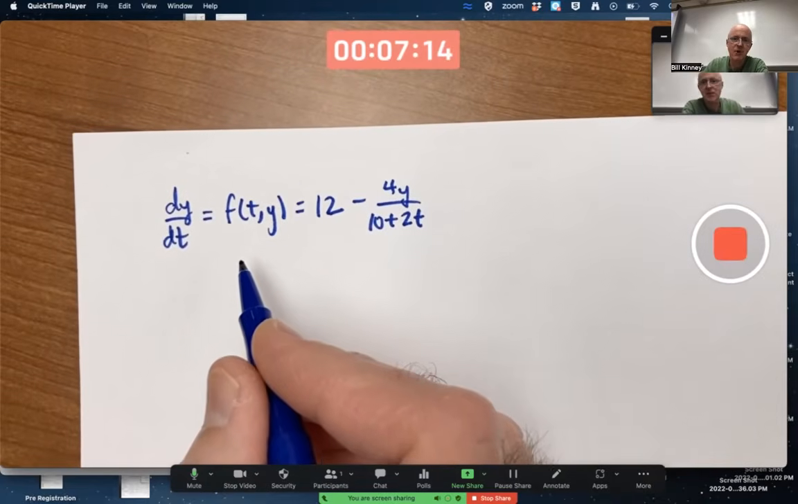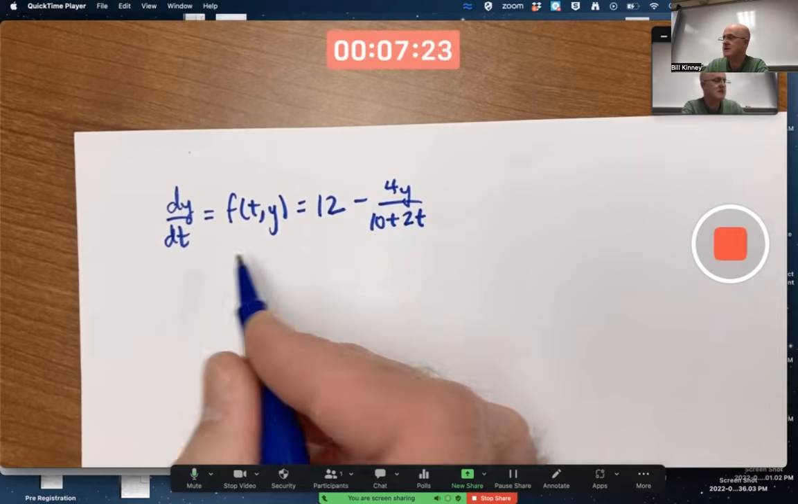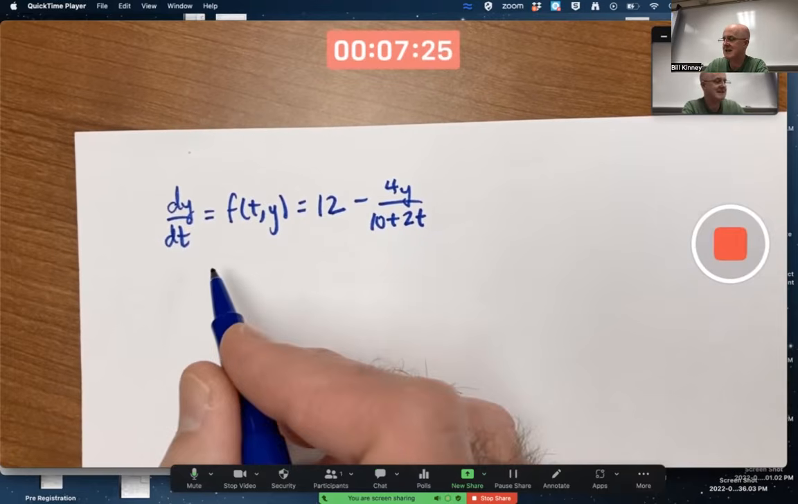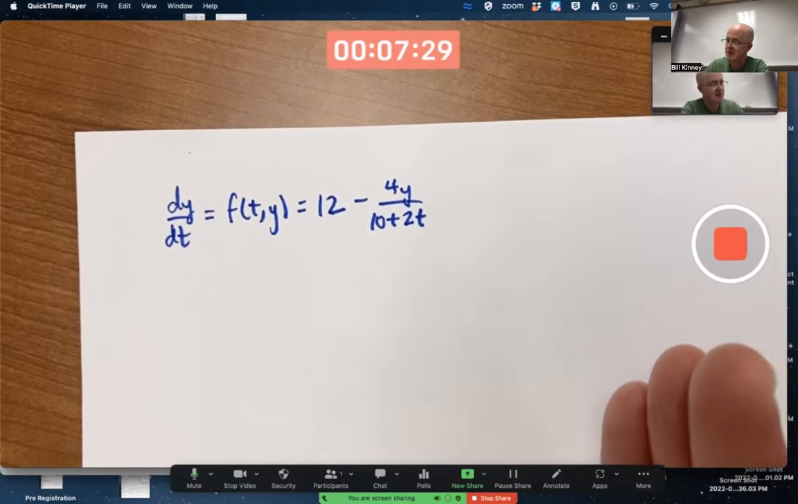So here was our mixing problem differential equation from last time. We used S as the dependent variable last time to represent the amount of salt. Now I'm just going to go ahead and call it Y. And yes, it does refer to the mixing problem, but I'm not going to think about the application really much.